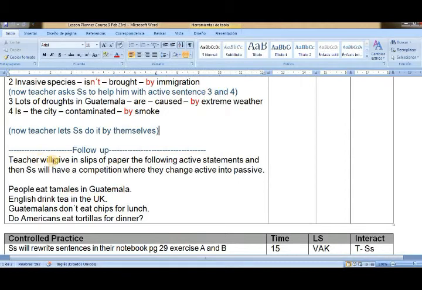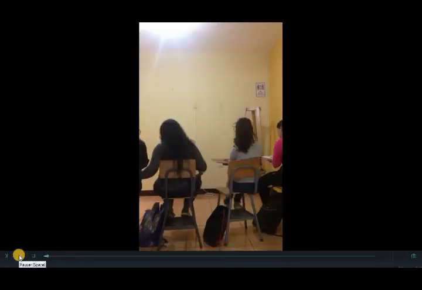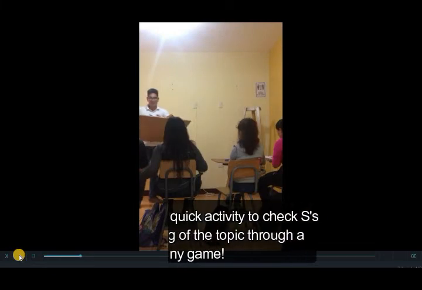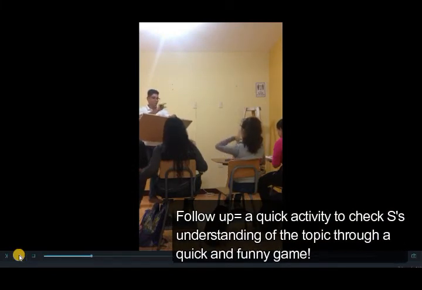Here it says that they will give in slips of paper the following active statements. I didn't do it, as you can see, in slips of paper, but I wrote these statements myself, and they were able to work in pairs and change them into passive voice. So now I'm going to show you how I did this activity. Once again, it is the follow-up, and the purpose of the follow-up is to check students' understanding.